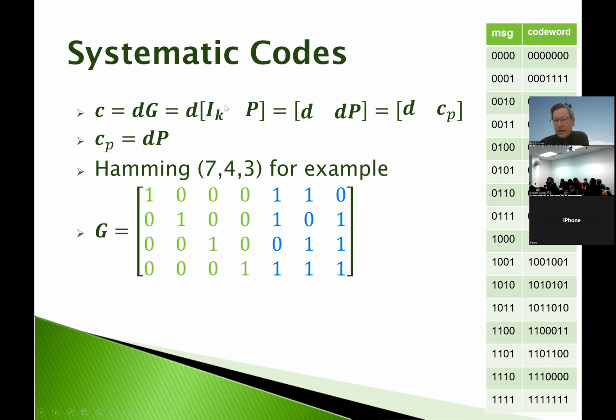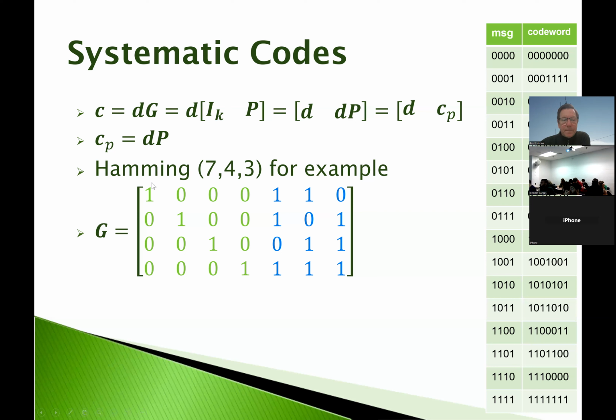D times I_K is just D, right? And then we'll have D times P. That's going to be the portion of C that arises because of these parity bits. We're going to denote that C sub P. So C sub P is the part of the code word that comes from the parity bits, all right?